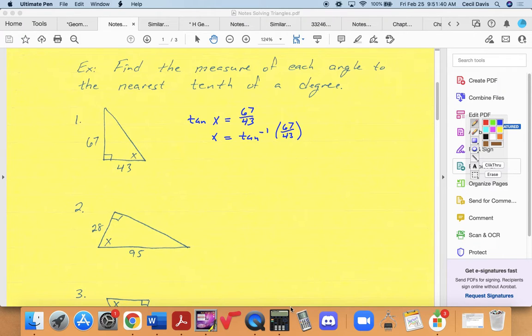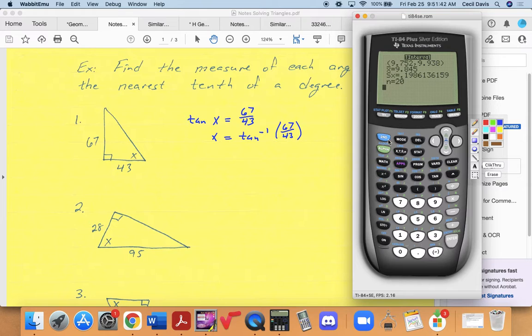And at that point, you just grab your calculator and go, okay. First of all, I have to wake mine up and tell it to stop doing statistics.